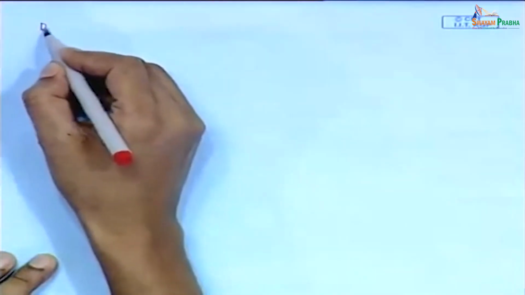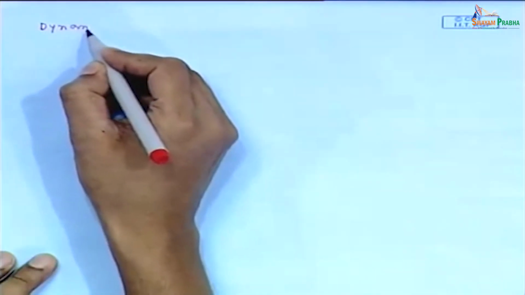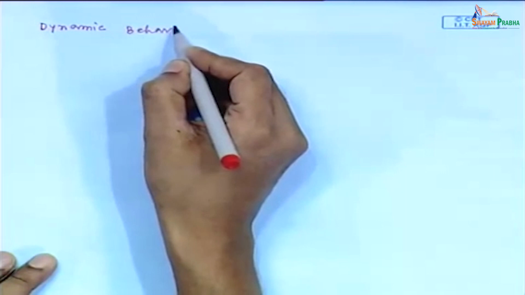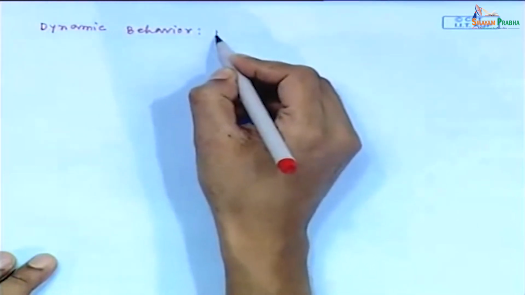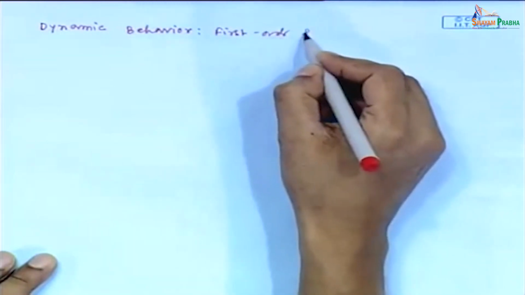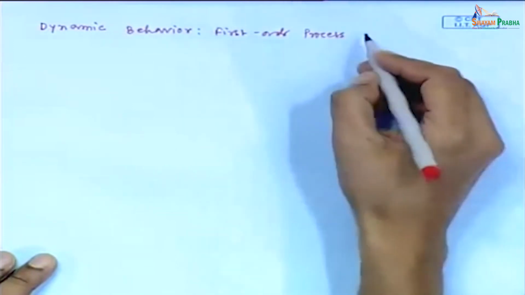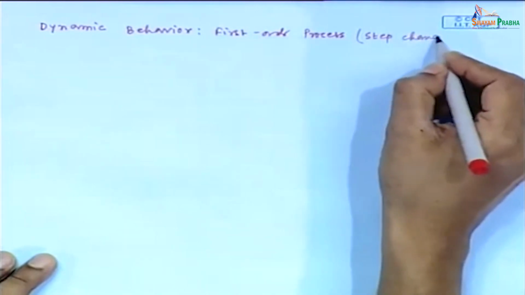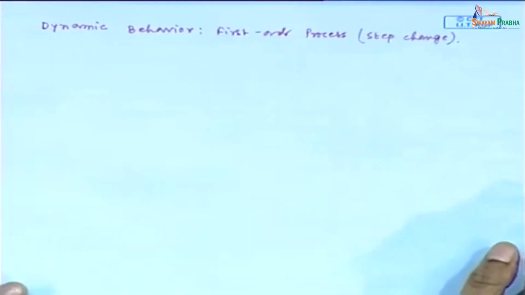So, in the last class we just started the discussion on dynamic behavior of first order system, that we will continue. So, the topic is dynamic behavior for first order process, introducing step change in input variable.